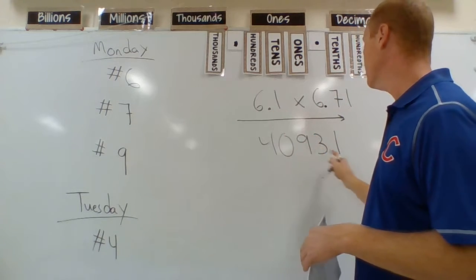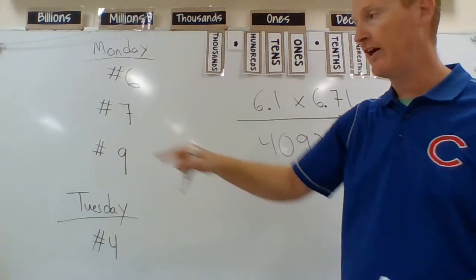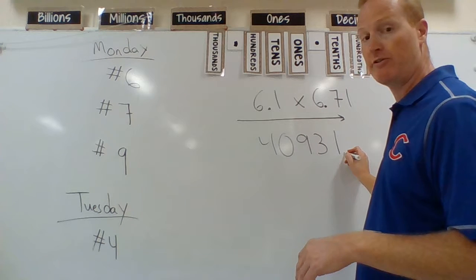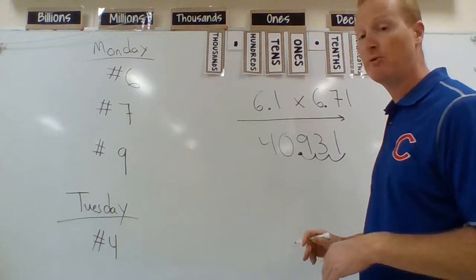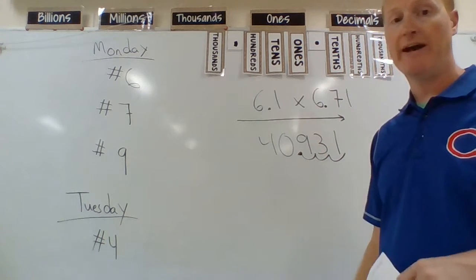So that means I need to move the decimal point 3 times the other direction, the left, starting at the very back of the number. I'm starting here where the marker is, and I'm going 1, 2, and 3, and I put the decimal right there. So my answer is going to be 40 and 931 thousandths.